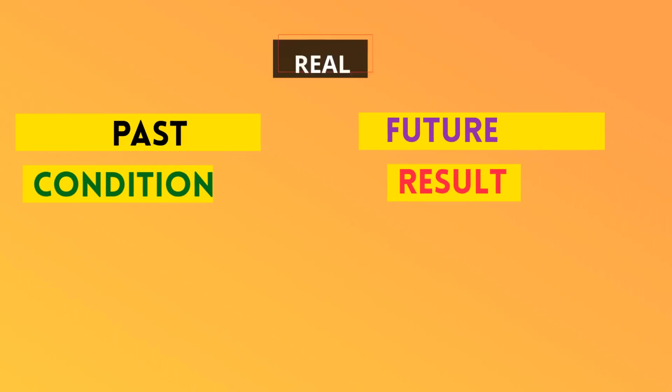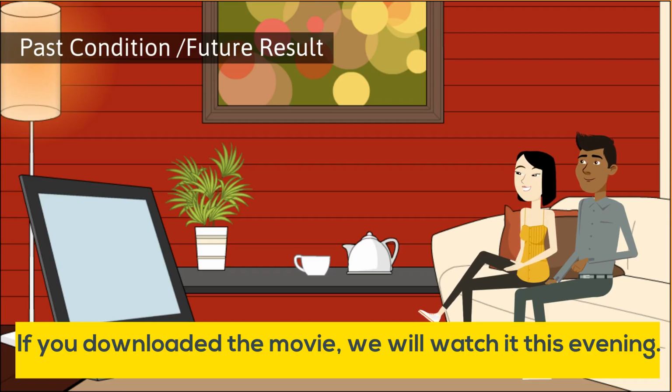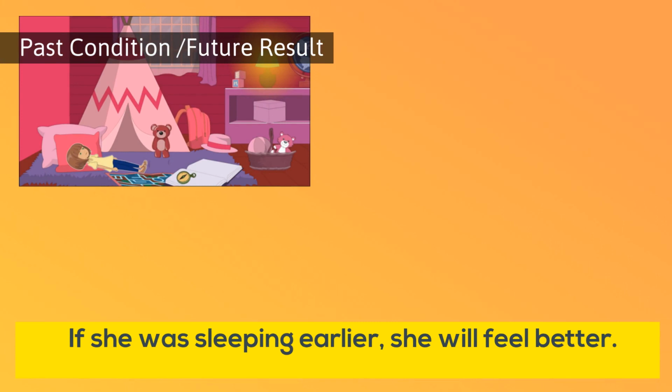Past condition with future result. Real: condition, if plus past simple or past continuous. Result, future simple or future continuous. If you downloaded the movie, we will watch it this evening. If she was sleeping earlier, she will feel better.